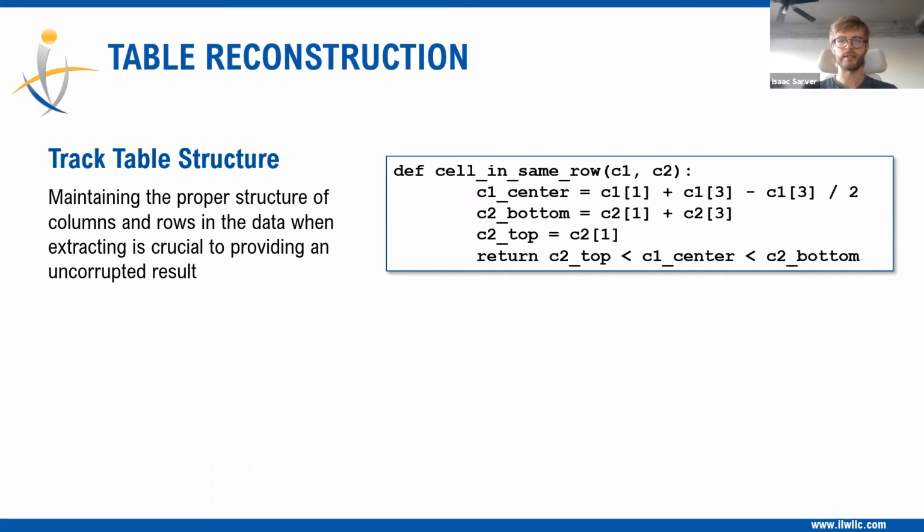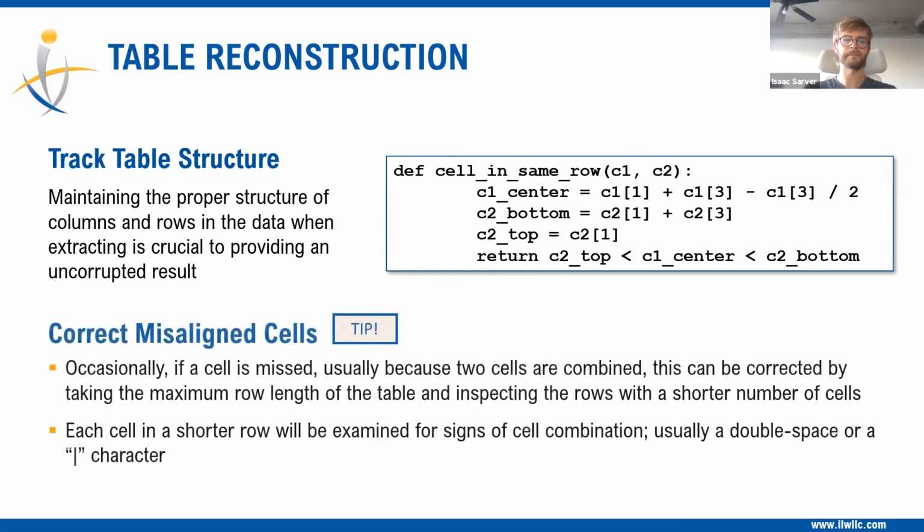Lastly, once all the text is extracted, it still needs to be reconstructed into the appropriate alignment of columns and rows. This is accomplished by tracking the table structure via pixel coordinates. Each cell that is identified during the line detection process is marked for its top, center, and bottom pixel coordinate on the image, and comparing these coordinates allows the pipeline to recreate the table structure in a structured data format. The biggest source of errors could be if the table gets misaligned for some reason, because a cell wasn't detected or was combined with another cell. And in this case, rows are examined to make sure that they have a uniform length, and if a row is shorter than expected, each cell in that row is examined for signs of cell combination so that the misalignment can be corrected.